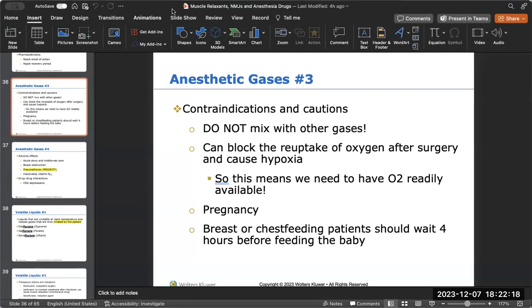No pregnant or breastfeeding patients, especially they should wait 4 hours before feeding the baby. Because it is respiratory, it's going to be coming out of the lungs, so it's not going to last as long and it's not going to have as much systemic circulation as the other drugs would. But they should wait a couple of hours after the surgery using these anesthetic gases before they breastfeed their baby.